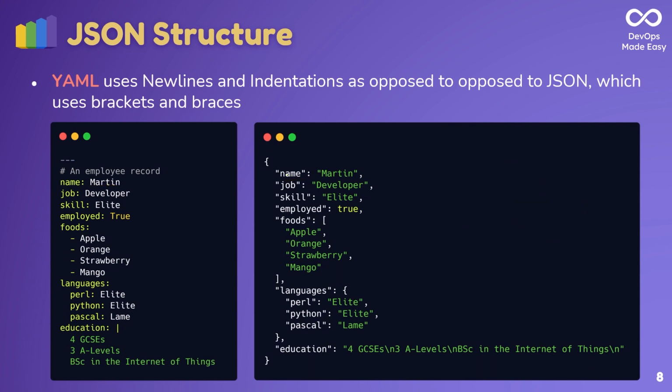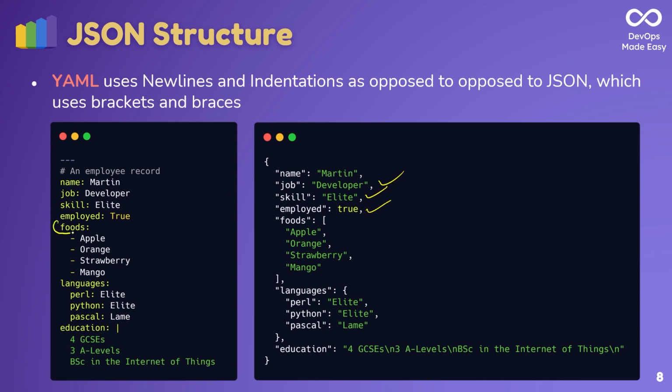Here name is a key, so it has to be put in double quotes followed by the colon, and then the actual value, again a string. So name is the key and Martin is the value. Here there is no need of using commas to mark the end of a field, since the new line indicates the start of the new field. But in JSON, a comma indicates the start of the new field. Here job developer, the same thing we mentioned, skills, elite, employed true.